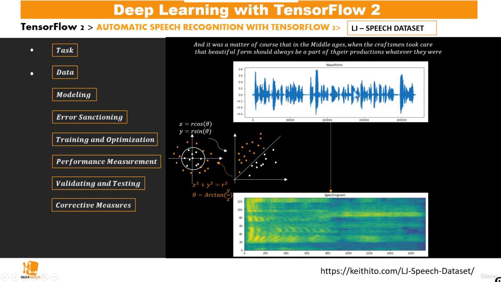Now, to obtain the spectrogram from the raw input signal, which is basically this, we pass through several steps. We go through the Fourier transform, then the discrete Fourier transform, then the fast Fourier transform, before obtaining our spectrogram.